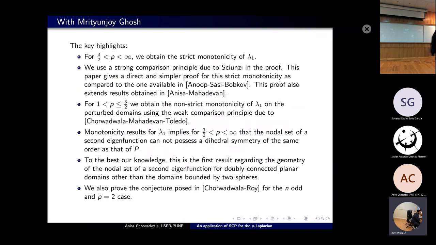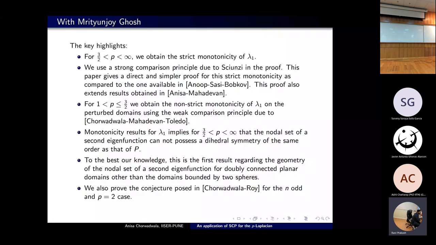Okay, so as I mentioned, this works only for p larger than 3/2. And as I mentioned, we use the strong comparison principle due to Schionzi. This paper gives a direct and simpler proof of the strict monotonicity as compared to the one which was given by Anup Sasi and Bobkov. And this proof also extends the result which we obtained with Rajesh.